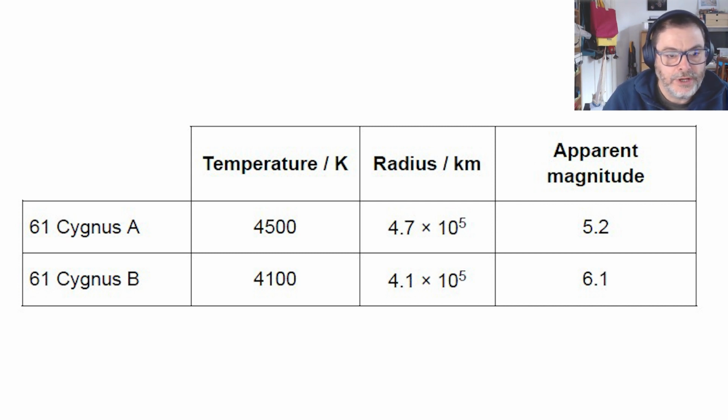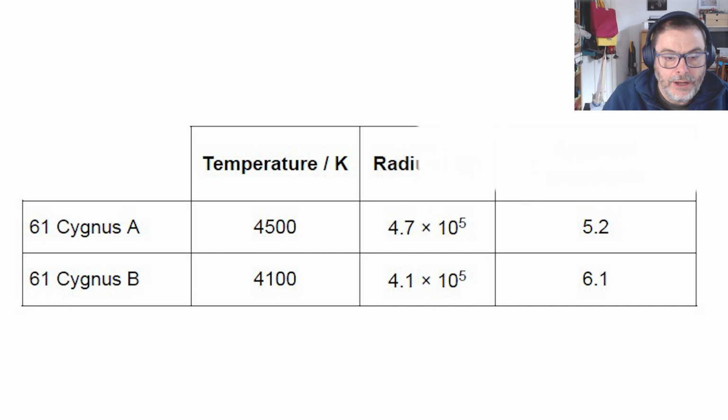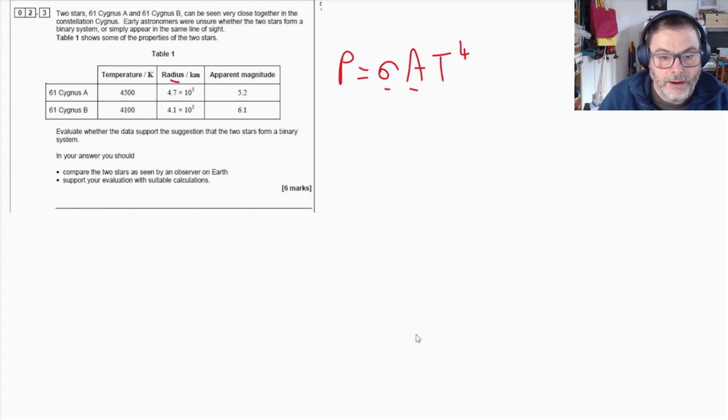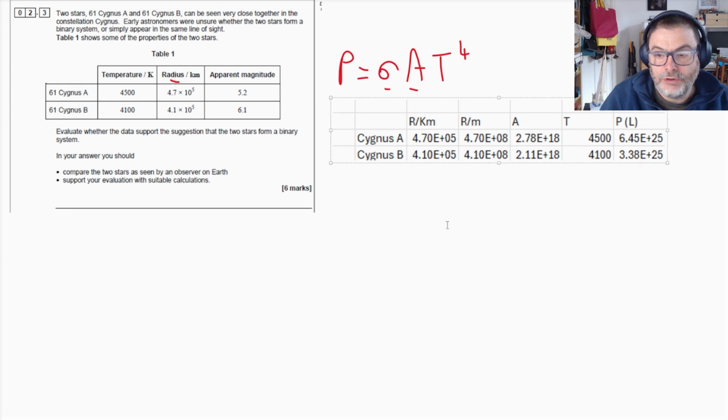But first of all, I look at this and I think, well, let's work out the power that's leaving each star. Well, that's worked out using Stefan's law. There's a constant, the surface area, that's what the radius is for, and a temperature. Now, I'm a big fan of using spreadsheets for these sorts of calculations if you can. So I did it for the two stars here. The last column there is showing us the power of each star. So you can see that they're both of the order of 10 to the 25, but there is a difference between them.